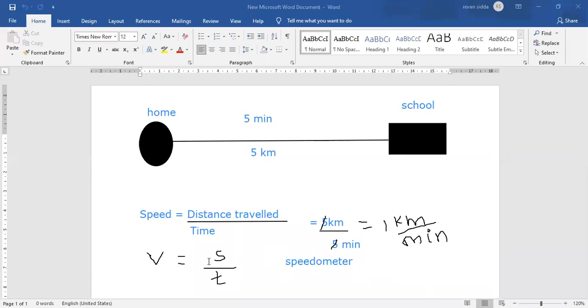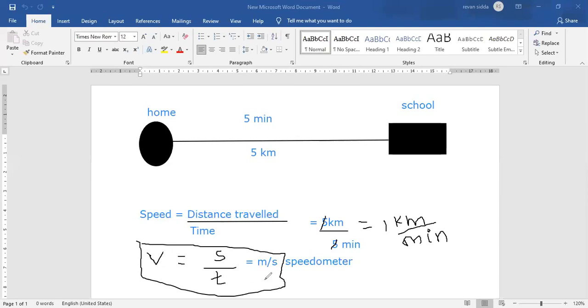And the unit for speed is meters per second. Remember this one. Distance will be in meters, time will be in seconds, according to the SI system. So the unit of speed is meters per second, and v is nothing but speed.